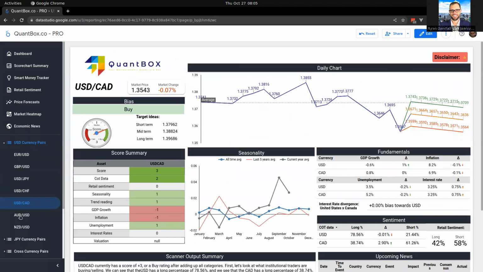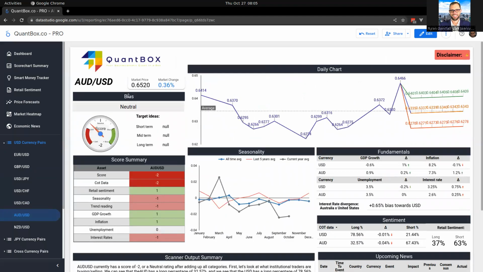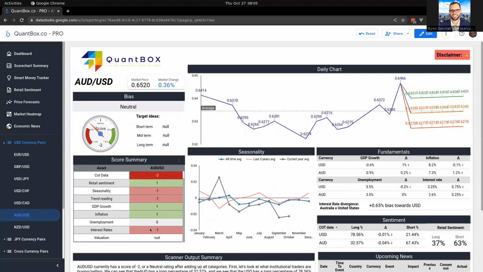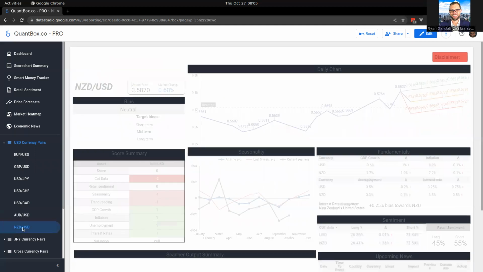USD/CAD is still coming through with a buy. AUD/USD is now suddenly sitting at neutral. You can see here, COT data -2, retail sentiment is a positive, seasonality -1, trend reading -1, GDP growth 1, inflation 1, interest rates -1. Pay attention to those changes. We'll take a look at AUD/USD in a moment.